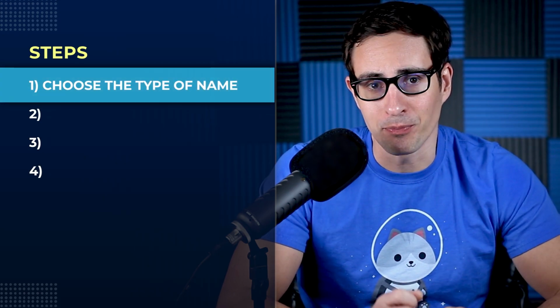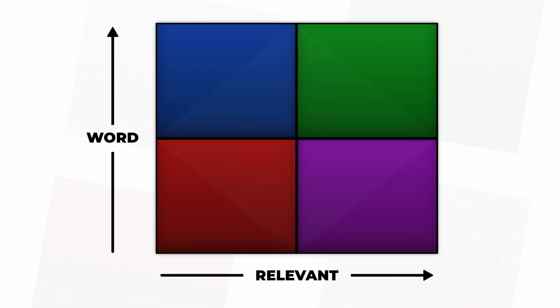But there are 4 steps. Step 1, choose the type of name. I noticed that 2 factors are important with brand names, whether or not it's relevant and whether or not it uses actual words. We can use these variables to create a 2x2 matrix.